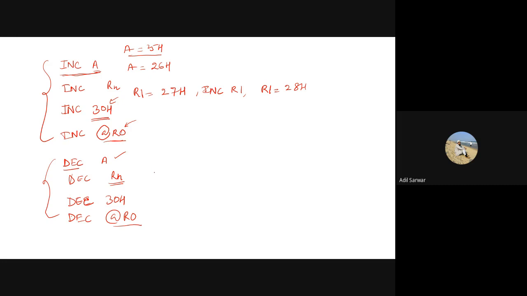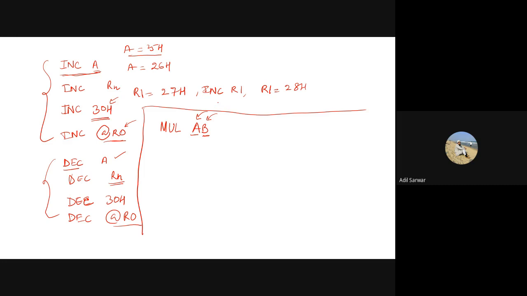Now we come to two important instructions in this set. One is your MUL operation, which means multiply. The MUL operation is on the operand AB only. We cannot use any other register for it. So if you are interested in multiplying two numbers, one has to be stored in A and the other has to be stored in B.